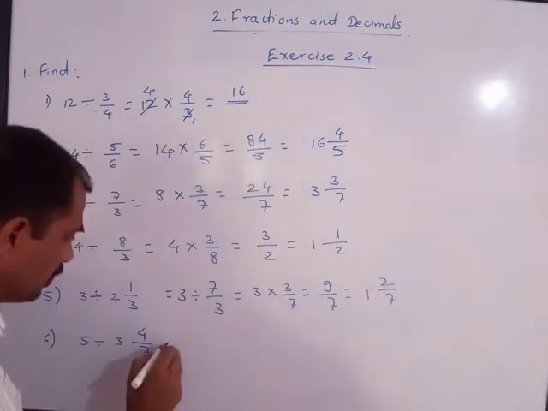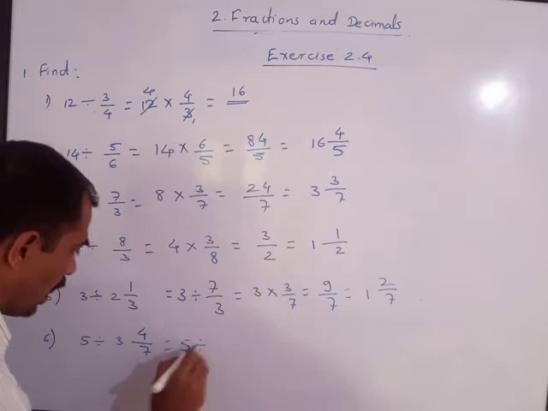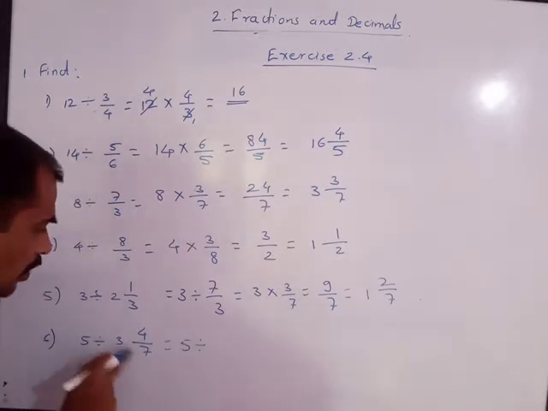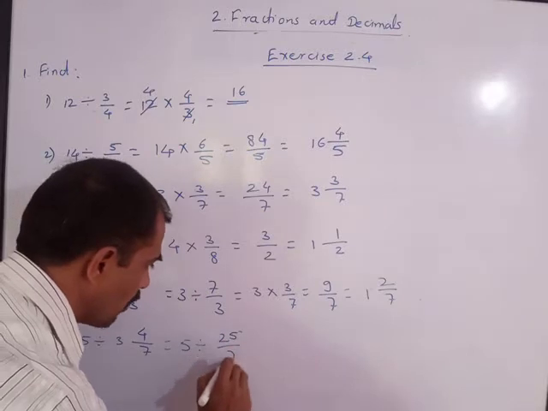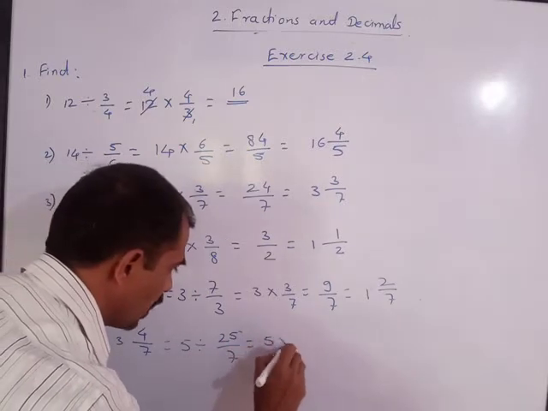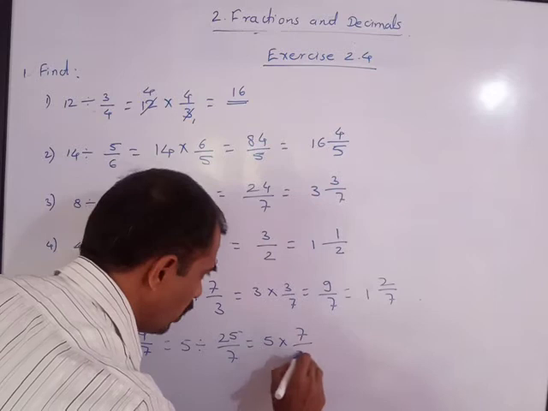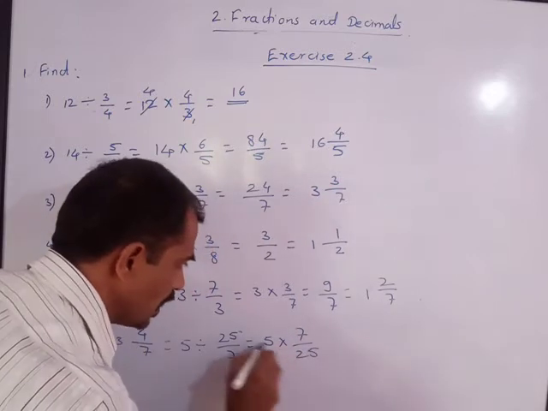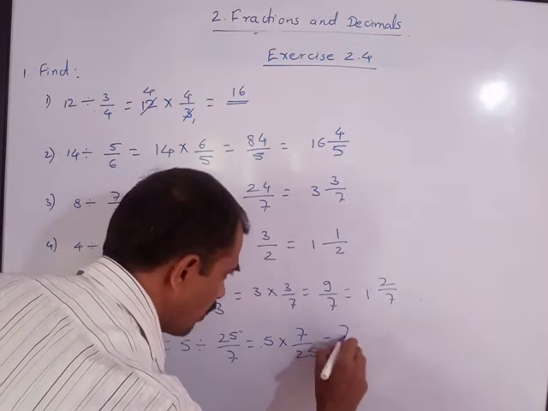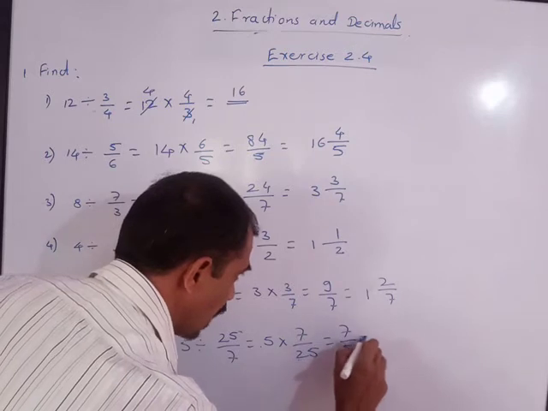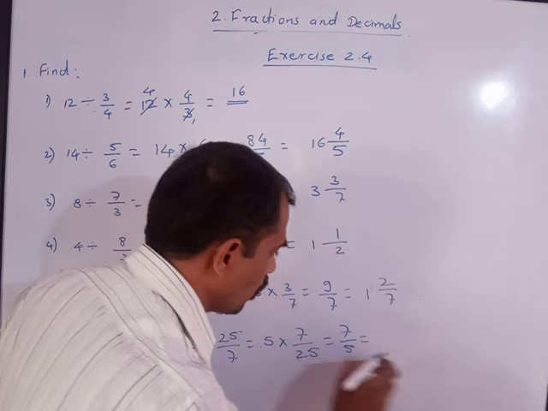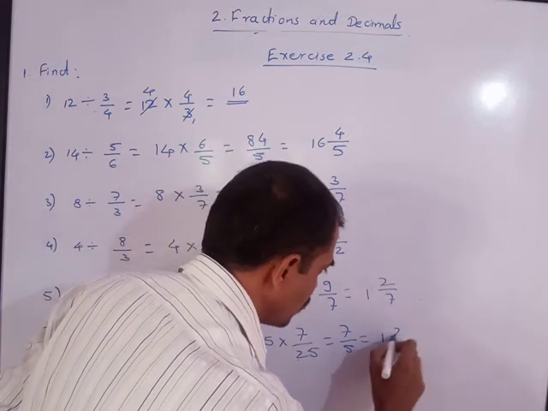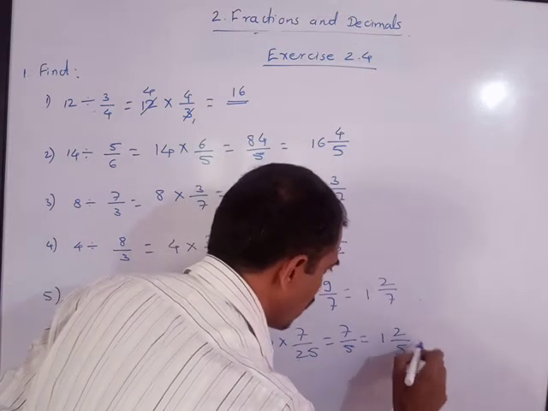Next is 5 divided by 7 3s are 21, 21 plus 4 is 25 upon 7. This is equal to 5 multiplied by 7 upon 25. Please note, this is reducible. Answer is 7 upon 5, can be written in mixed fraction form. This is equal to 5 1s are 5, 2 is the remainder, 5 is the denominator.